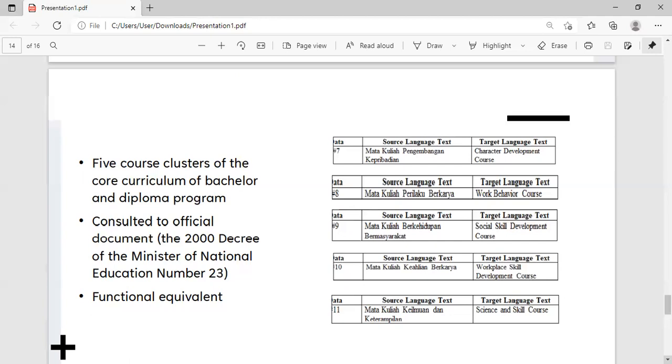The same procedures were applied for mata kuliah keahlian berkarya and also mata kuliah keilmuan dan keterampilan. So this time I decided to use functional equivalent, unlike the previous cases where I used semantic equivalent, where I decided the Indonesian translation based on meaning. This time, it was based on function.